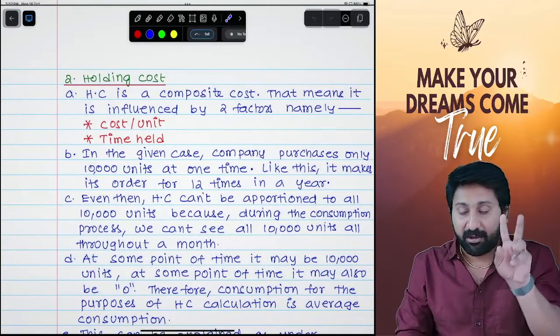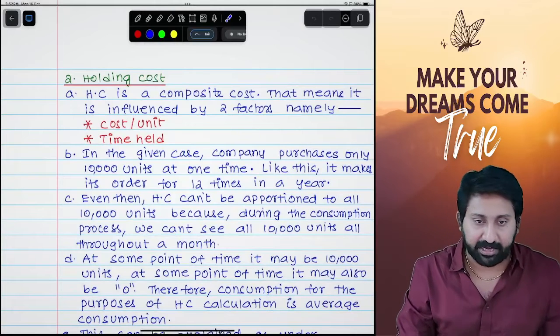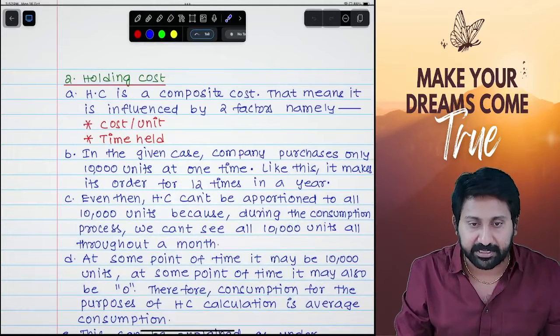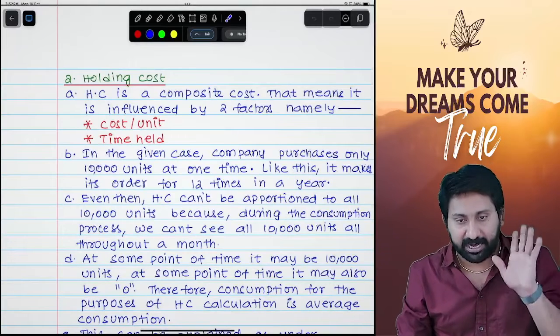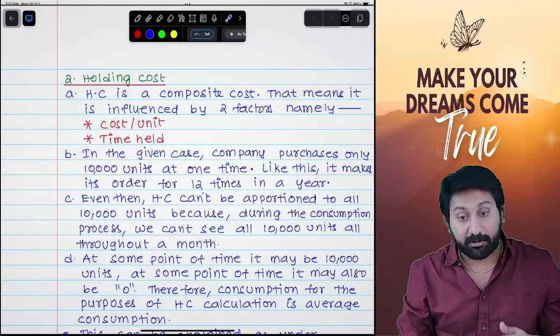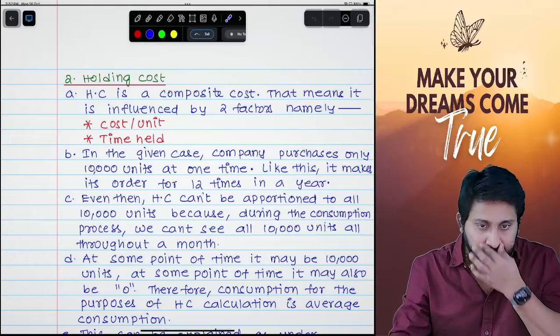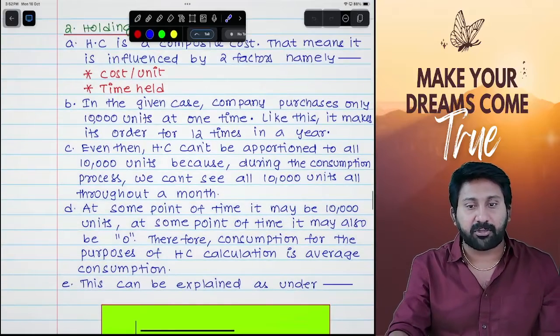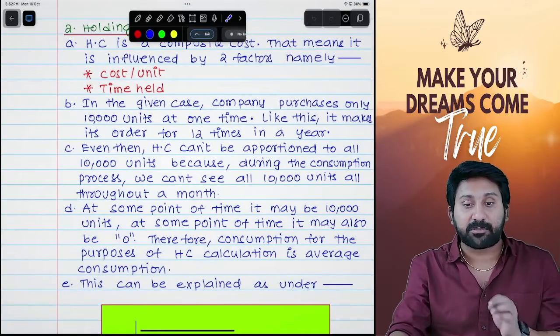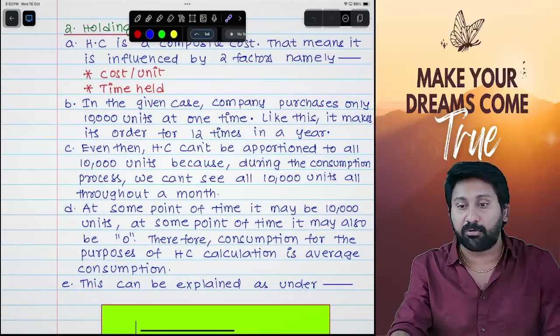Means two things. One, per unit cost per annum for the time held. In the given case, the company purchases only 10,000 units at one time. Like this, it makes 12 orders. Even then, holding cost cannot be apportioned to all 10,000 units, because during the consumption process, we can't see all the 10,000 units all throughout the month.